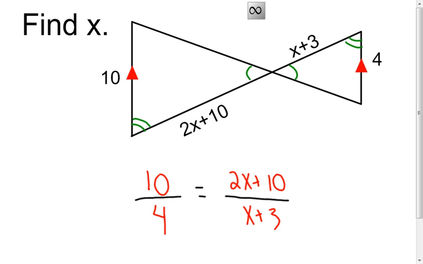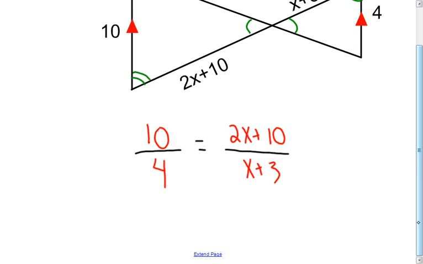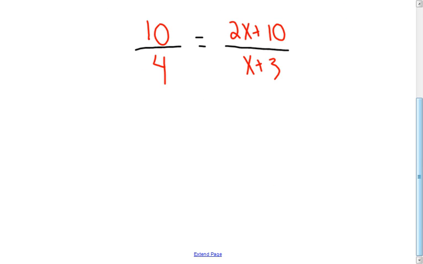So I come over to the other triangle and go double arc and no arc, the 4's there. The 2x plus 10, well, that was between the double arc and the single arc, so the x plus 3 has to be between the double arc and the single arc as well. Now I have an equation or a proportion that I can solve. I'm going to go ahead and do that.